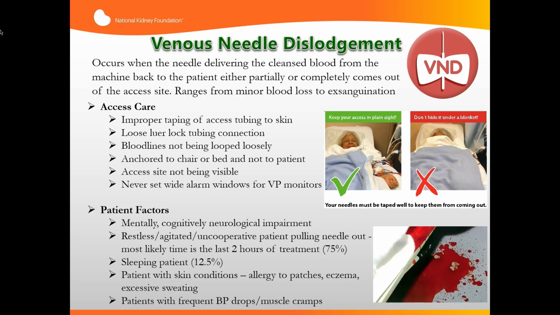So typically, cognitively impaired patients, somebody who is restless, agitated, uncooperative, trying to pull their needles, those are the types of patients that are at high risk. Keep them as close to the nurse's station as possible. Other patients, like patients with skin conditions, allergy to patches, eczema, and patients who have frequent blood pressure changes or muscle cramps, are all patients who are likely or could develop venous needle dislodgement.